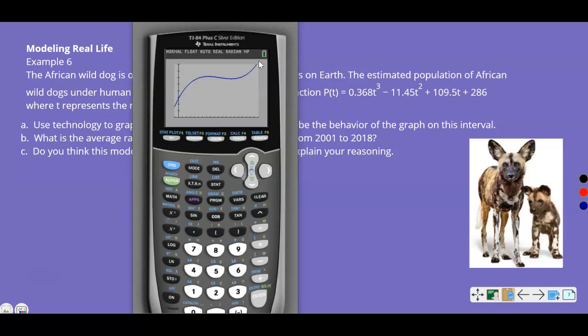All right, so the model is valid for a short period of time, but it would not be over a long period of time because unlimited growth, that's not reasonable. So if we look at it between years like 1 and 18, we might get a reasonable model, a reasonable number, but looking at it continuously would not have a logical answer or a reasonable answer.